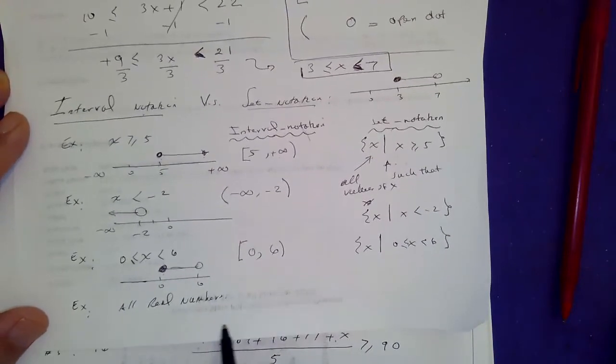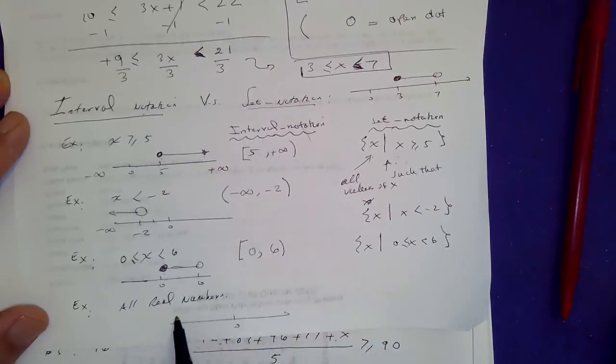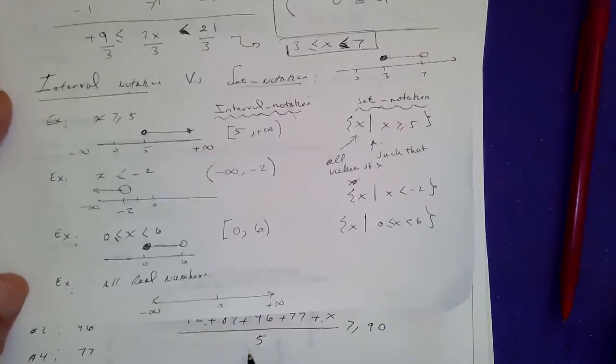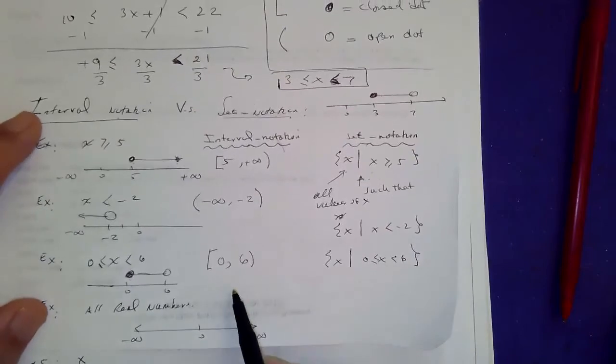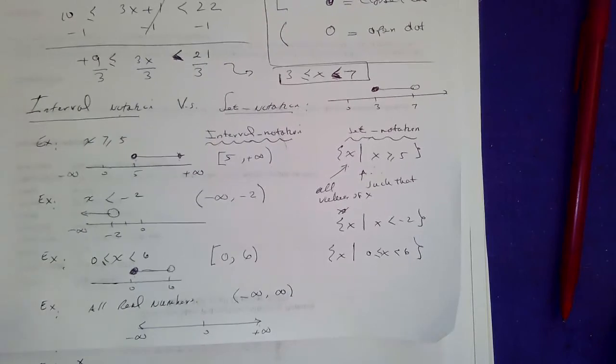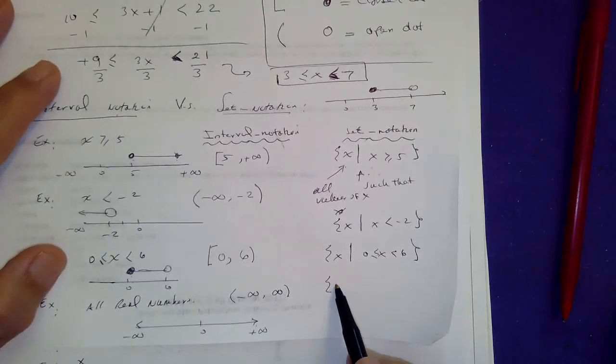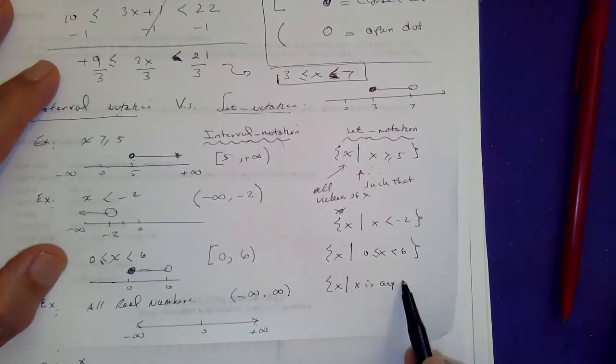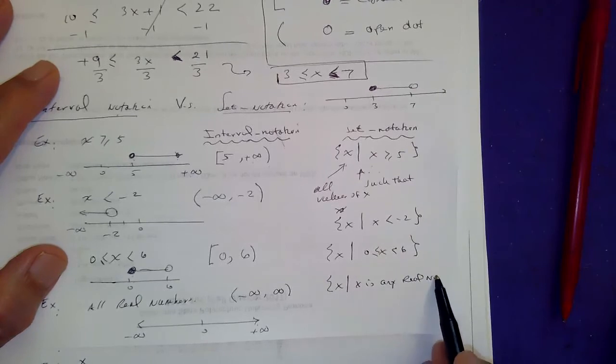How about all real numbers? All real numbers, remember, means you're going from negative infinity to positive infinity. So you write this as negative infinity to positive infinity. Remember, you're supposed to go from left to right. Infinity never takes brackets, so it's negative infinity to infinity. How do you write this in set notation? All values of x such that x is any real number.